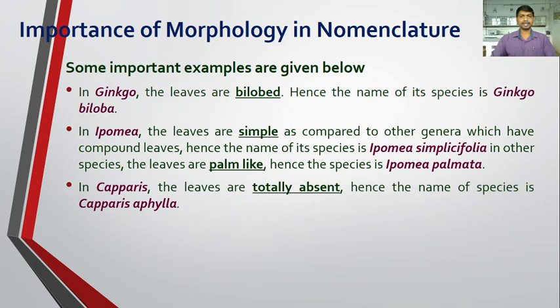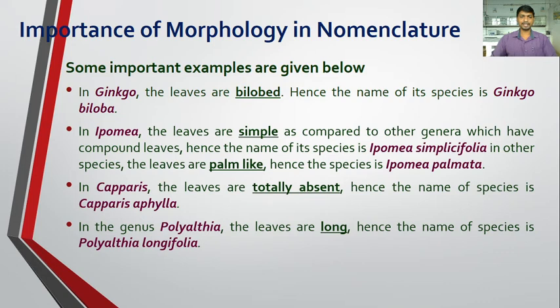There is another example. In Capparis, the leaves are totally absent. Hence the name of the species is Capparis aphylla. Phylla means leaves; aphylla means without leaves, or the leaves are totally absent. So the name of the species in Capparis is aphylla. In the genus Polyalthia, the leaves are long. Hence the name of the species is Polyalthia longifolia. Folia means leaves. They are long, so the species name is longifolia.